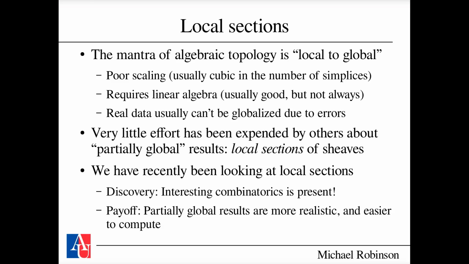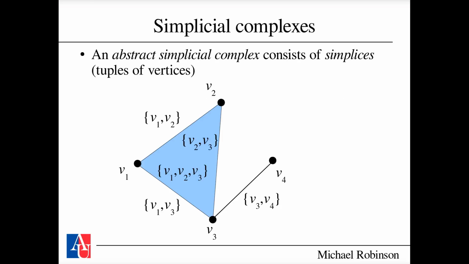We found that there's some interesting combinatorics present there. That's not the subject of this talk, although if you're interested, I strongly suggest you go have a look at Emily Purvine's work. But the payoff is that partially global results are more realistic, they're a little more tolerant to noise, and they're a lot easier to compute, not dealing with cubic scaling and that sort of thing. I've realized there's worse scaling than cubic, but cubic scaling is definitely nothing to sneeze at.